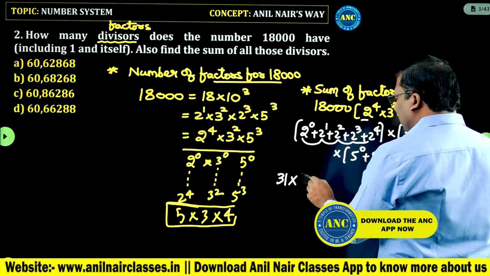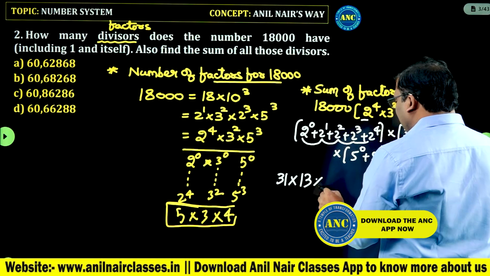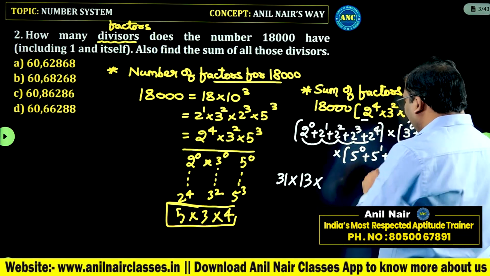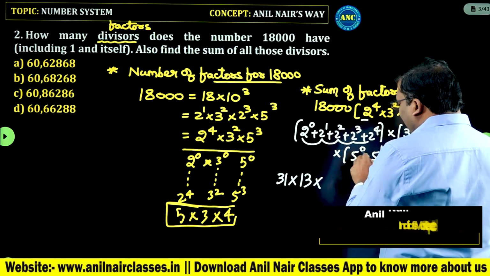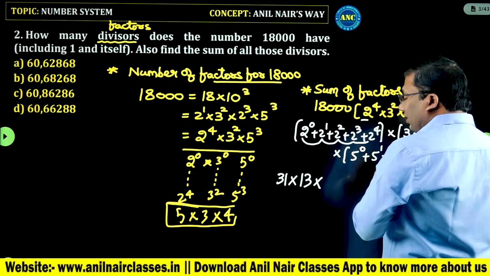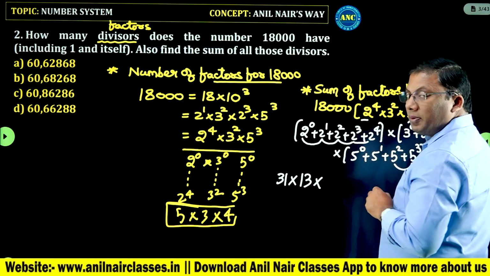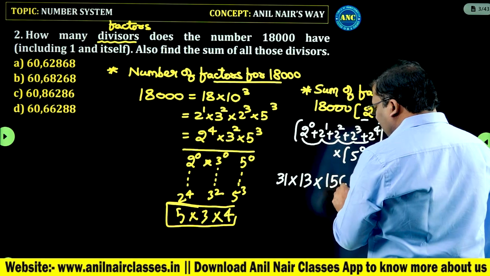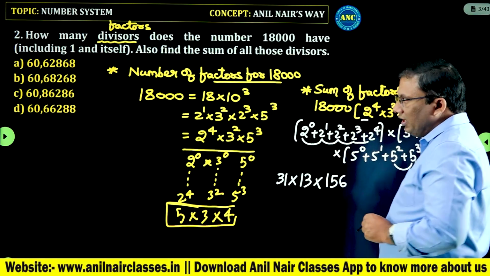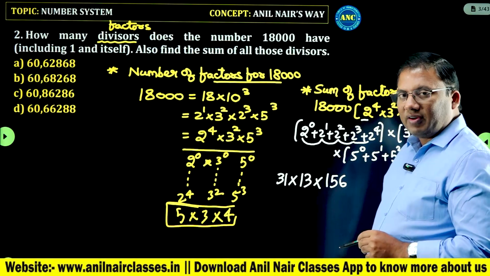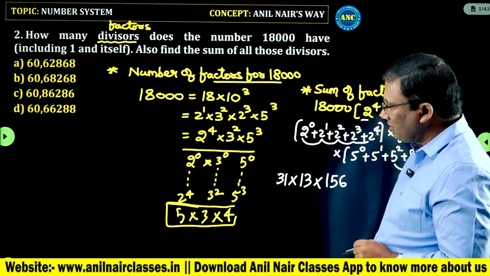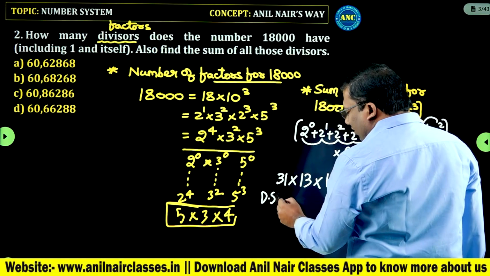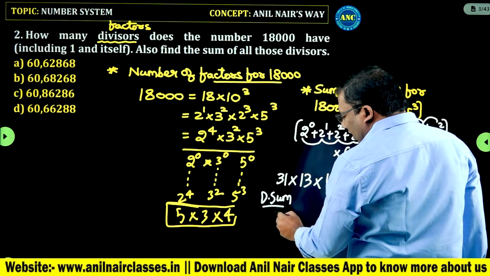12 plus 1, 13. 31 into 13 into 125 plus 25, 150. 150, 5 power 1, 5 plus 1, 6. 6 plus 25, 31. 31 plus 125, it is right, 156. 31 into 13 into 156. Now if you see, if I use the concept of digital sum, 31, 3 plus 1, it is 4.